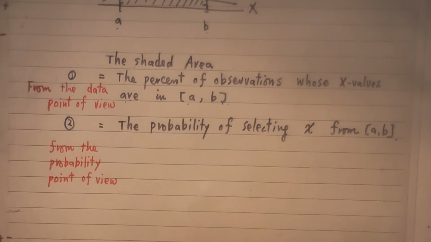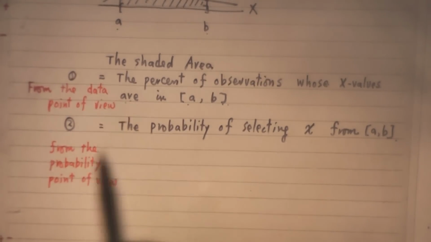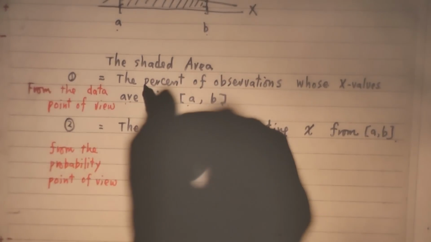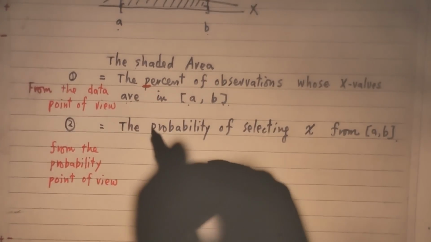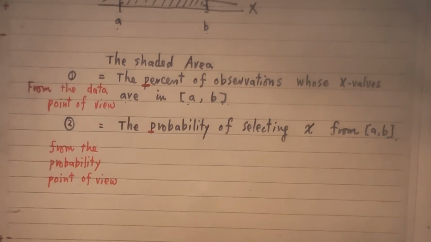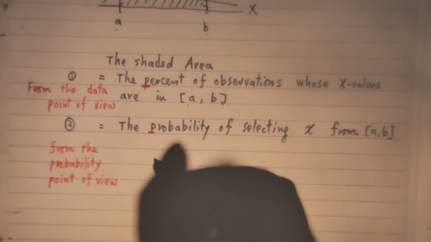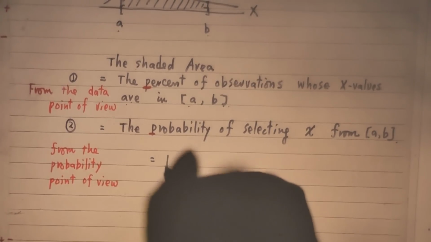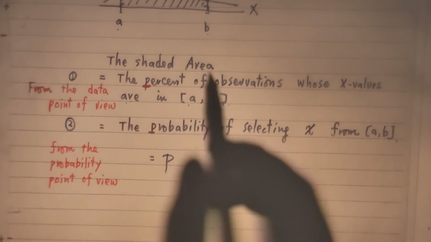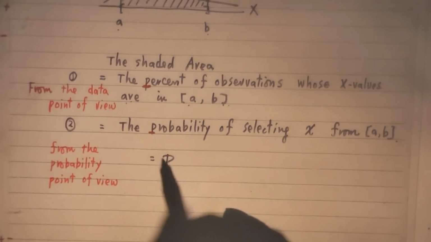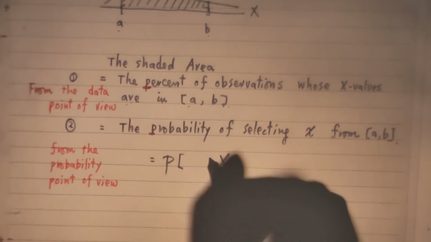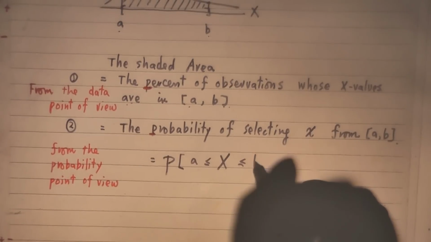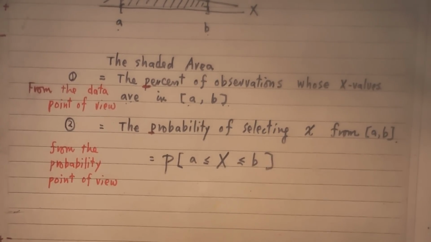It doesn't matter whether it's from the data point of view or the probability point of view. From the data point of view, we refer to percent of observations. From the probability point of view, we refer to probability. Either way, we denote it by the notation P. This P can refer to percent of observations or to probability, that X is between A and B. Okay? So let's go over this very quickly.